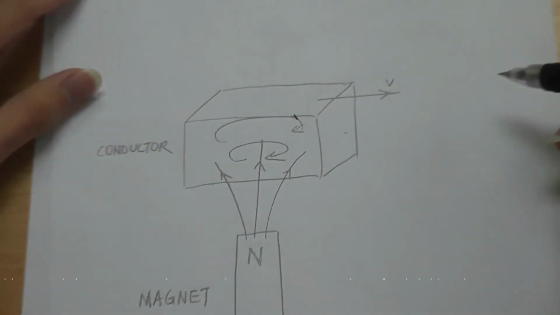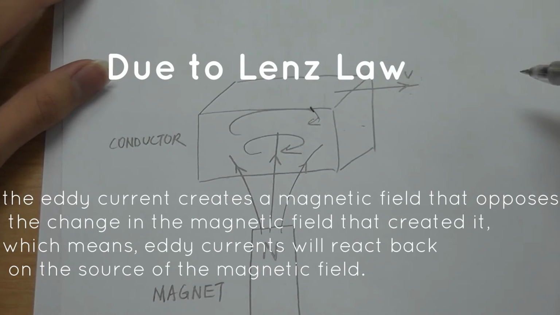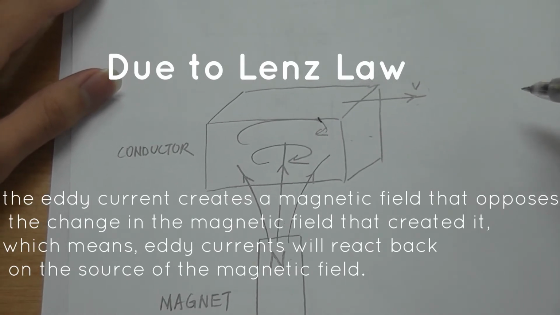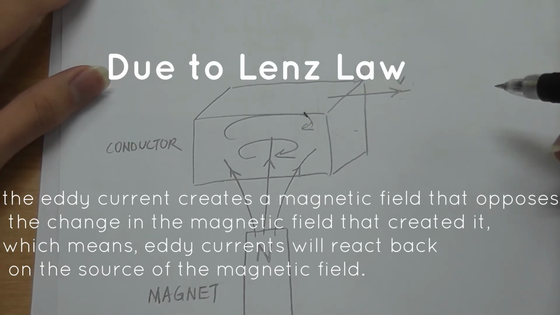By Lenz's law, the eddy current creates a magnetic field that opposes the change in the magnetic field that created it, which means eddy currents will react back on the source of the magnetic field.